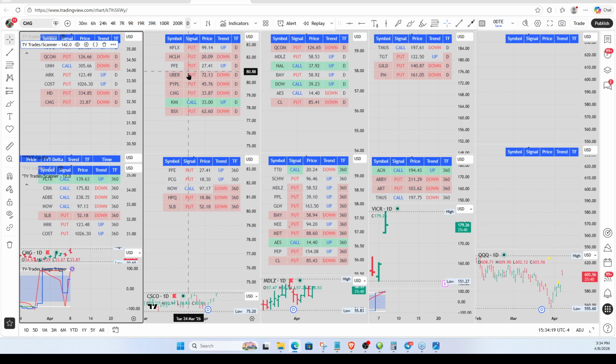The SLB is not in this list. NCLH, is that in both? No. Uber, is that in both? No. PayPal, is that in both? No. CMG, we already got that one. The KMI is not. And BSX is not. Okay, so we have to look at all these individual symbols right now.